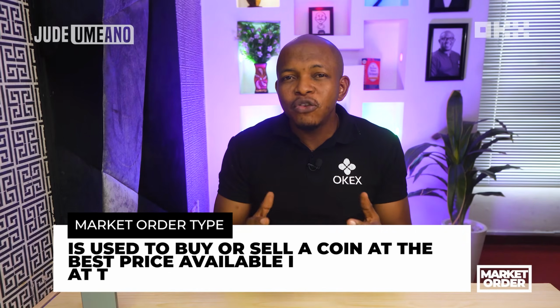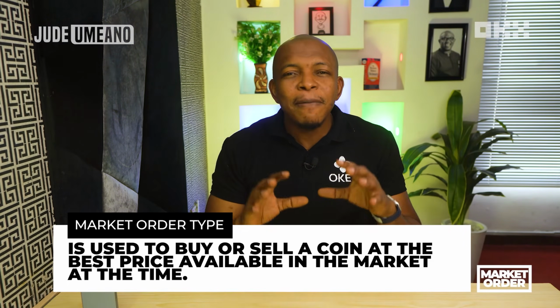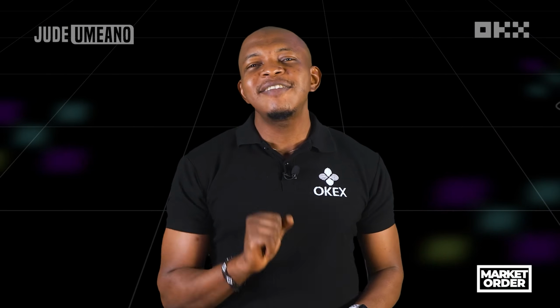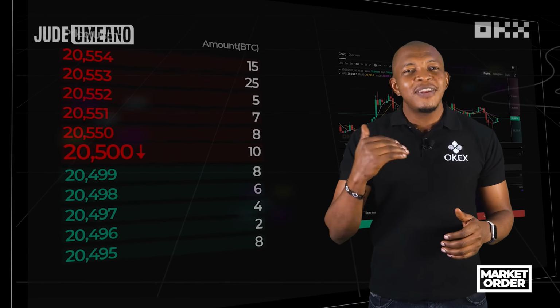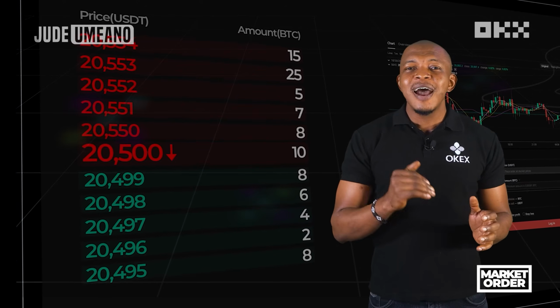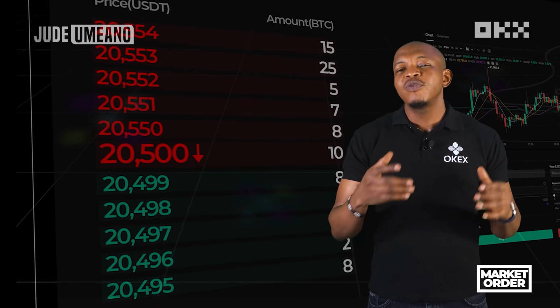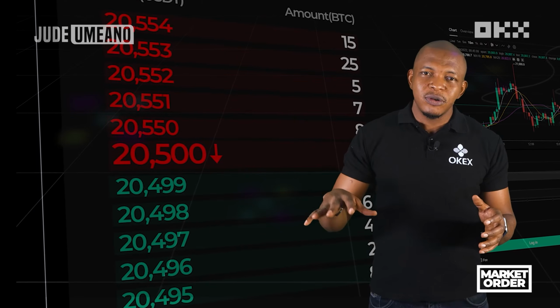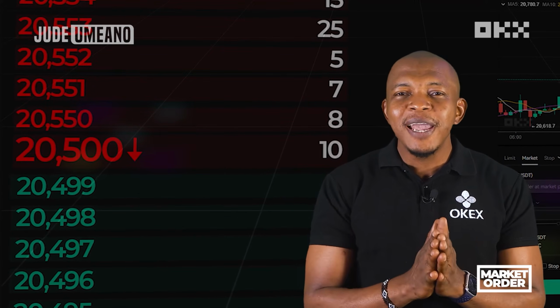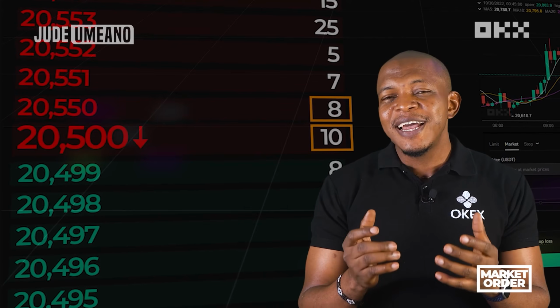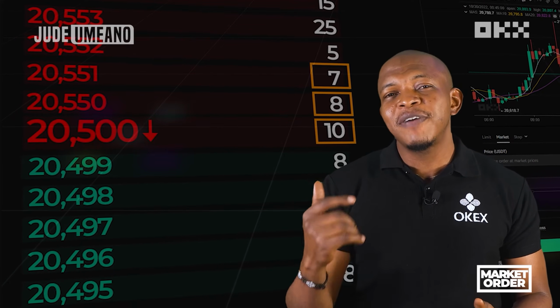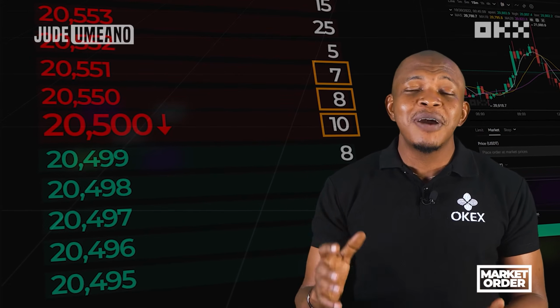The market order type is used to buy or sell a coin at the best price available in the market. Let's say I want to buy 25 BTC and the market price is 20,500, but it's only 10 BTC that is available at that price. The next price, which is 20,550, has 8 BTC, then 7 BTC at 20,551, and so on. If I use the market order type, it will buy 10 BTC at 20,500, then 8 BTC at 20,550, and 7 BTC at 20,551, making it a total of 25 BTC.